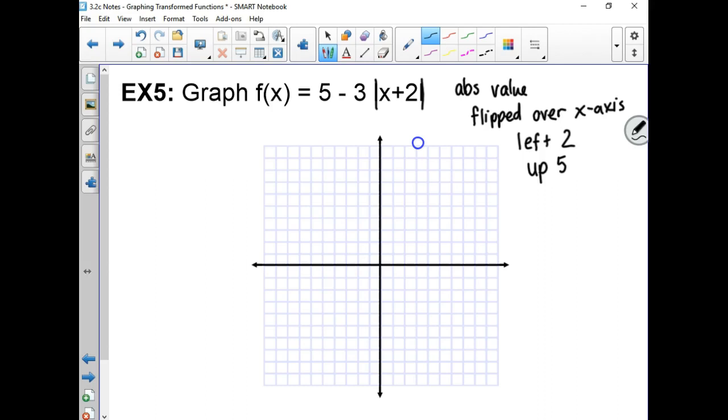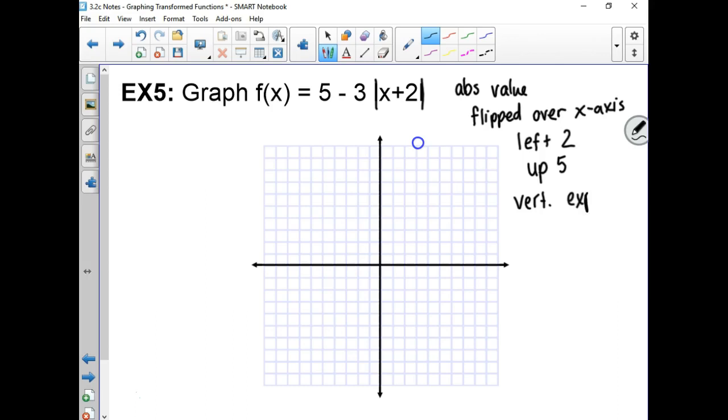So, Beth, what does that 3 do to the graph? Okay, is it added, subtracted, or multiplied? It's multiplied. So multiplied tells me it's going to be expansion or compression. Okay, it's vertical. And is it going to be expansion or compression?